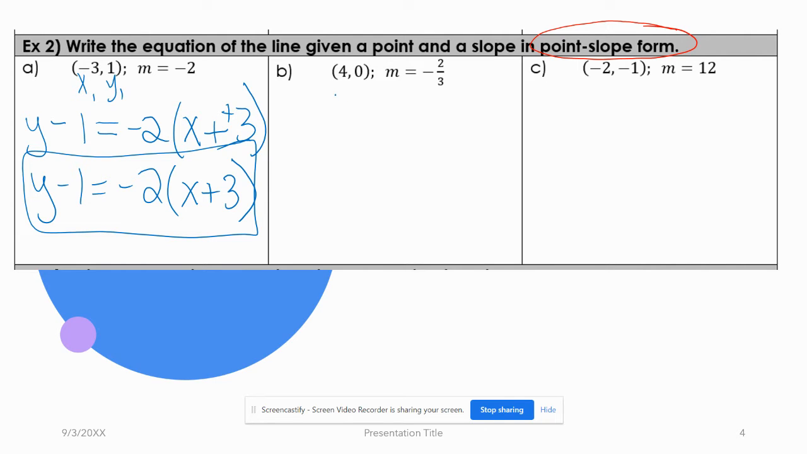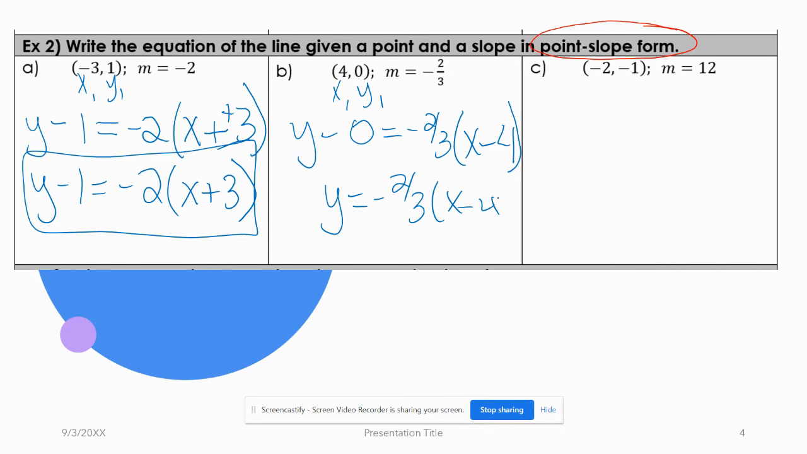Letter B. We have x1, y1, and we have our slope. Y minus y1 is equal to m times x minus x1. Now we can leave it like this, but we can also simplify this just a bit. Y minus 0 is y, and then the rest of it can stay. So either one of these would be fine for us to leave on a quiz or a test. But this second part is how it would be written on a multiple choice like for ACT.